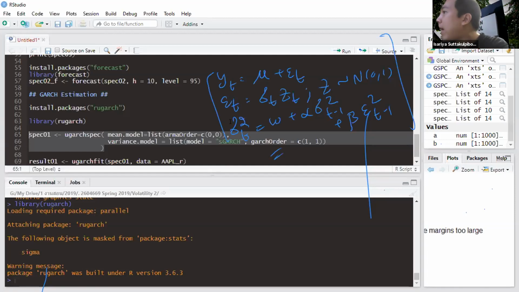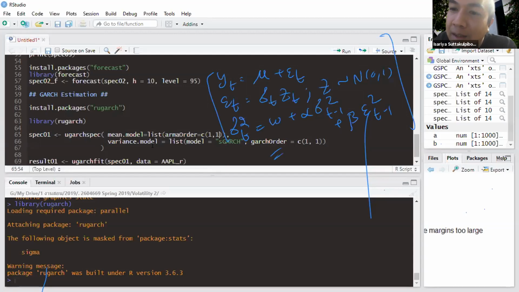However, if I were to change this into, for example, 1,1 right here on the mean model or the ARMA order, right? If I change this into 1,1, what's happening? So it's going to be this. So we're going to change this, right? That's it. We're going to do alpha, right?